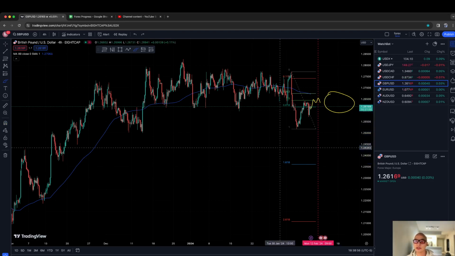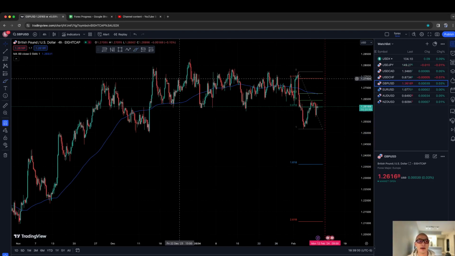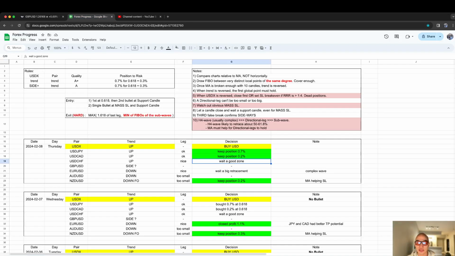It should go like this and hit some Fibonacci extension right there. So right now the best decision is to wait to make sure that the downtrend in pound USD has begun. Technically it is still performing sideways with no trend, so we're going to do nothing.